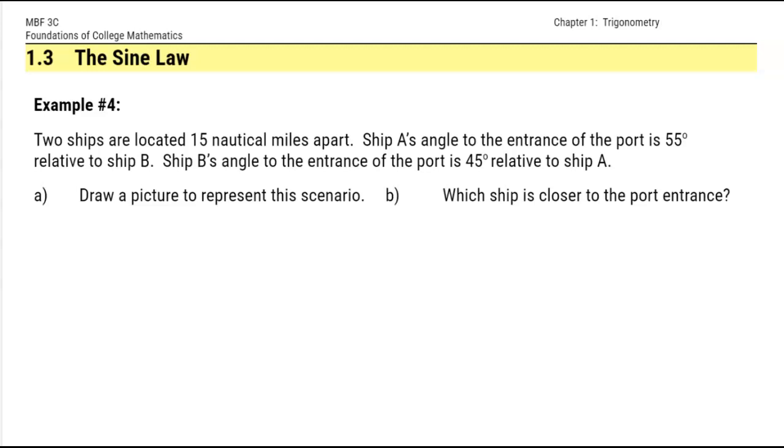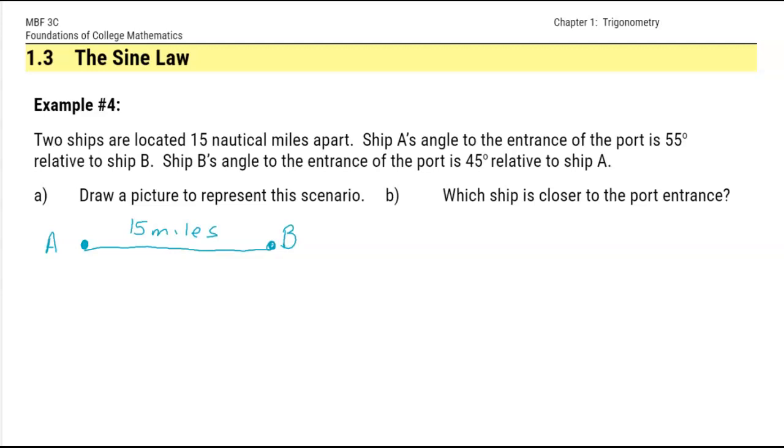So I'm going to say, imagine this is ship A right here. And then I've got ship B somewhere over here. Let's put it right here. And they are 15 miles apart, 15 nautical miles, but we'll just write 15 miles. And there I am so far.